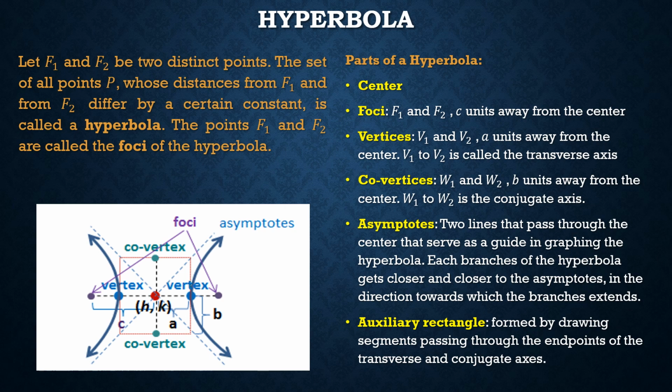Now we have the asymptotes. These are two lines that pass through the center that serve as a guide in graphing the hyperbola. Each branch of the hyperbola gets closer and closer to the asymptotes in the direction towards which the branches extend. And lastly, we have the auxiliary rectangle, formed by drawing segments passing through the endpoints of the transverse and conjugate axis.